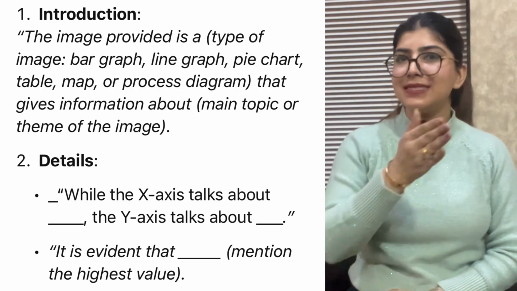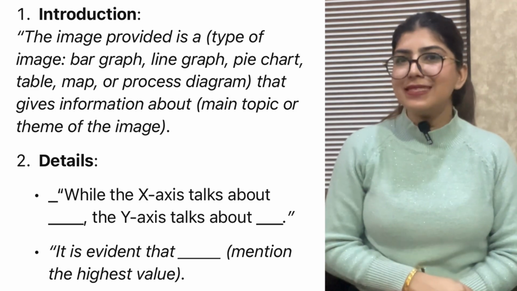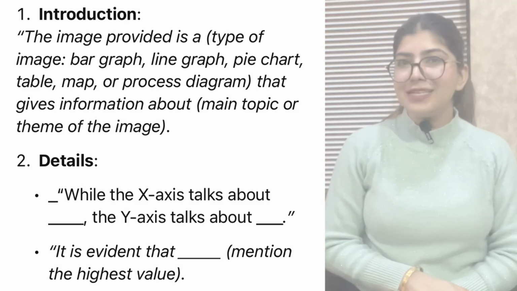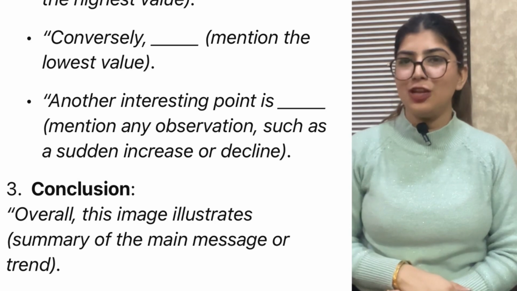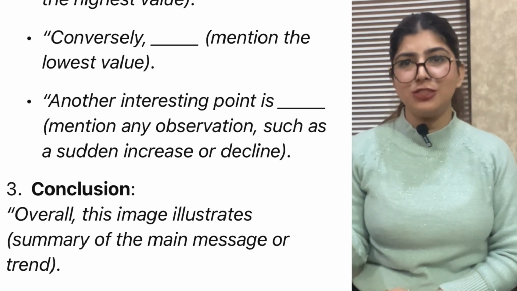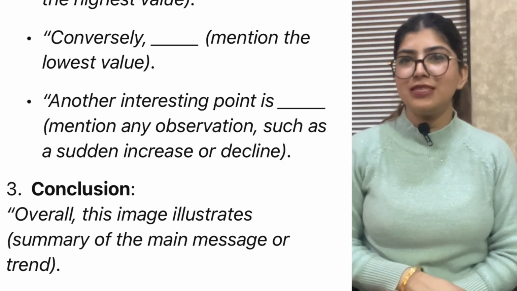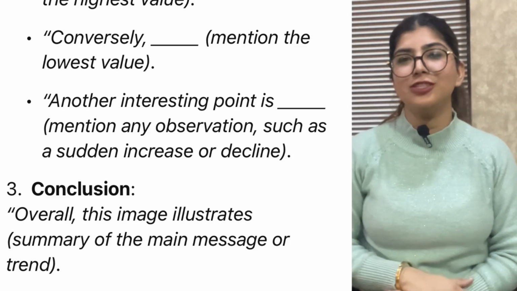Let's say, while the x-axis talks about dash, the y-axis talks about dash. It is evident that, mention the highest value. Conversely, mention the lowest value. Another interesting point is, mention any observation such as a sudden increase or a sudden decrease. Overall, this image illustrates, summarize the main message or trend.